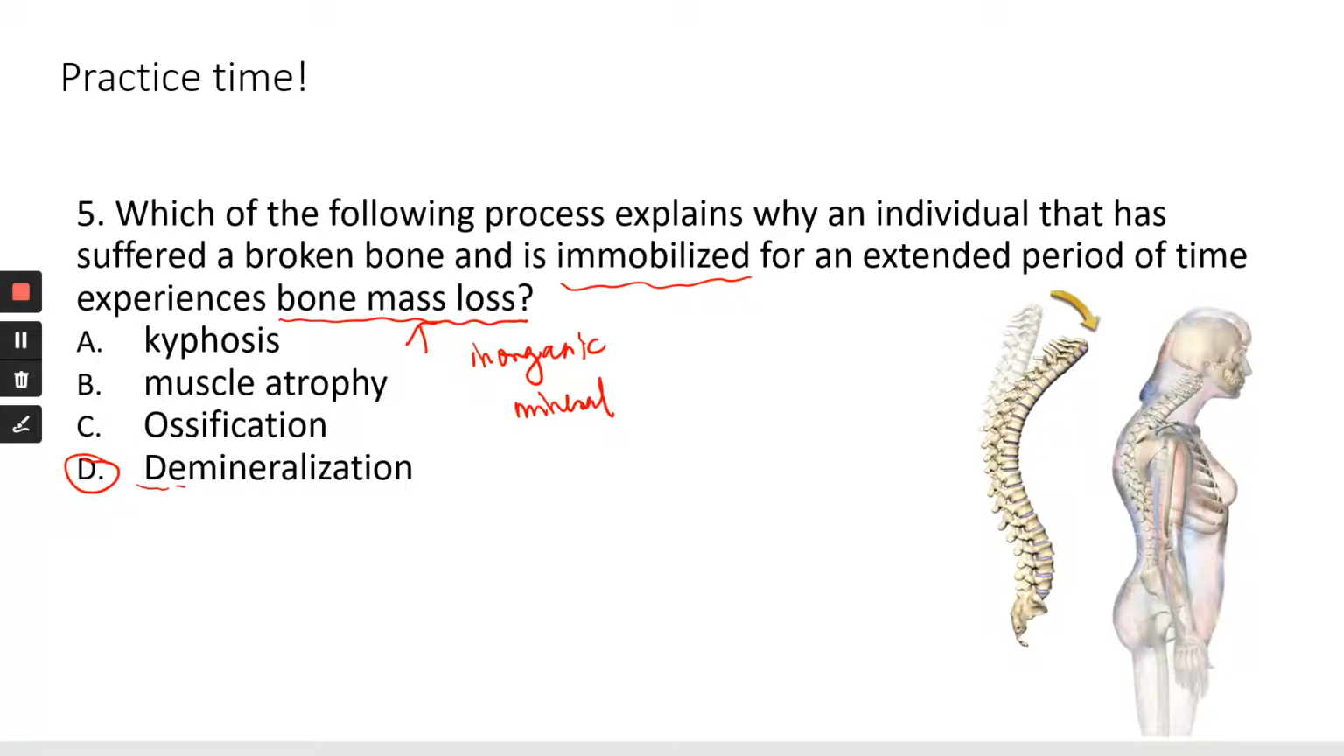Kyphosis is actually abnormal curvature of your spine. So I have a picture right here. So kyphosis is specifically when your spine has this abnormal outward curvature. Okay, so that's kyphosis. That's what gives you a hunchback. Muscle atrophy, so this is about bones, right? It has nothing to do with the muscles. Ossification is almost the opposite of demineralization. So your body is making osseous tissue. So it's not the correct answer.